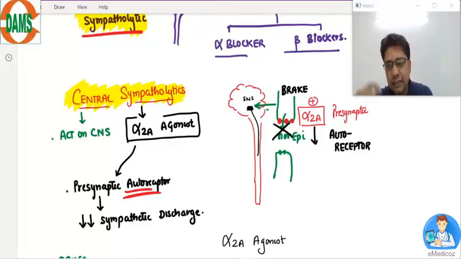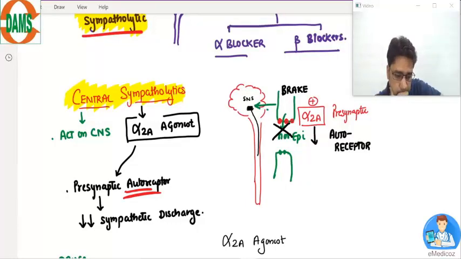Imidazoline is a type of chemical. What is imidazoline? Let's leave that for the moment. At your level, you don't have to remember. I will tell you about imidazoline receptors more in the cardiovascular system. There are two drugs which act on imidazoline receptors. We will discuss them in the hypertension chapter, in antihypertensive drugs. Those drugs will be moxonidine and rilmenidine. Let's leave imidazoline for a moment. Learn the concept I have told you. Nobody will ask you what imidazoline is. Don't get burdened with it.